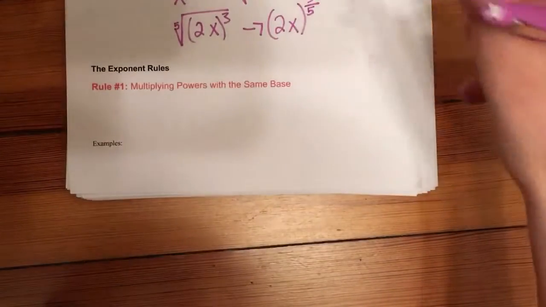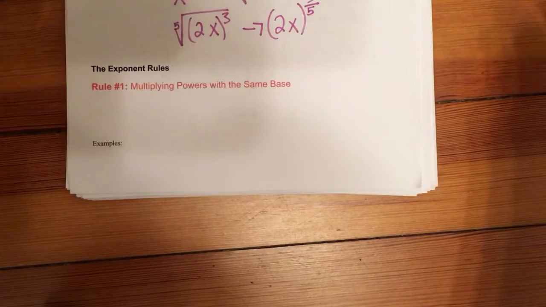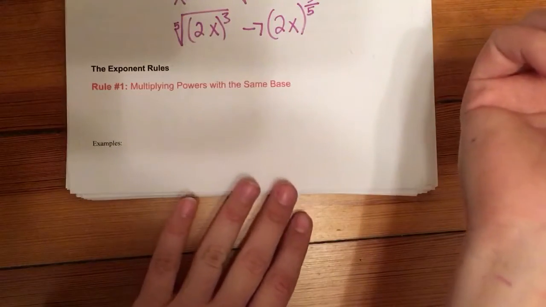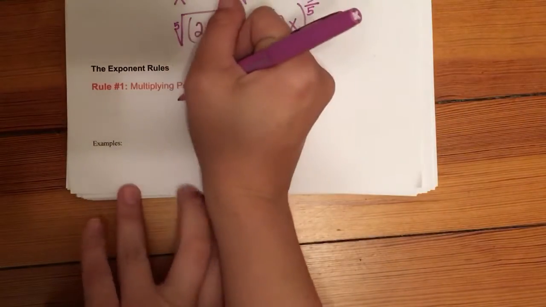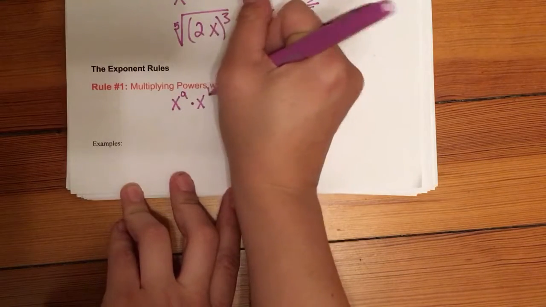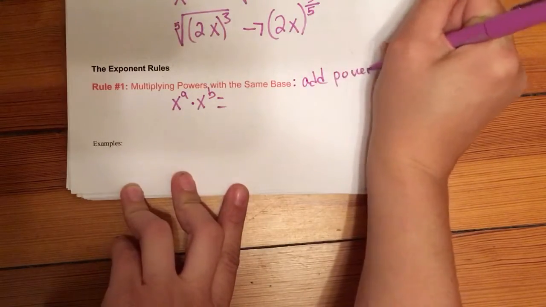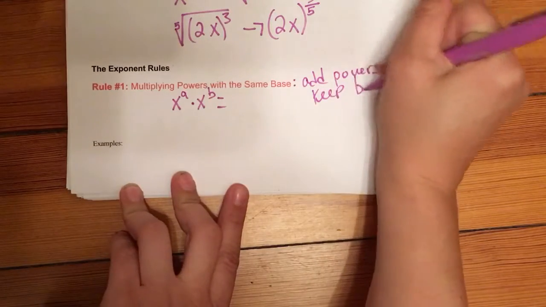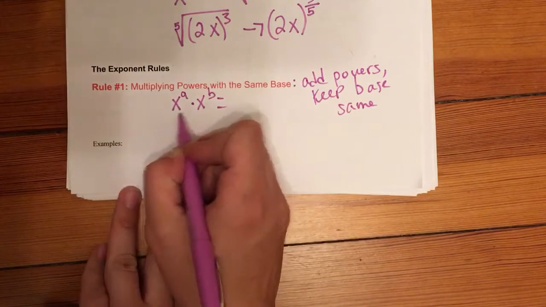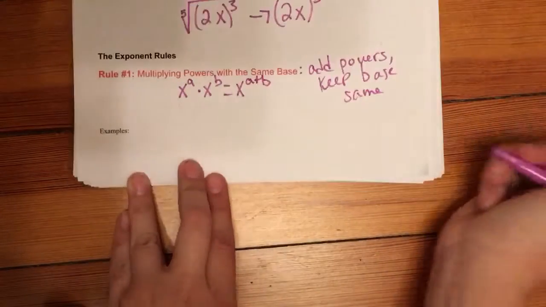Now we're going to talk about some exponent rules. When we are dealing with rules of exponents, we're basically going to be using those rules to simplify a series of exponents. So to start off, multiplying powers with the same base. Let's say you have something like x to the a times x to the b. You are always going to add the powers and keep the base the same. These have the same base, their base is x, okay? So this is going to end up being x to the a plus b.